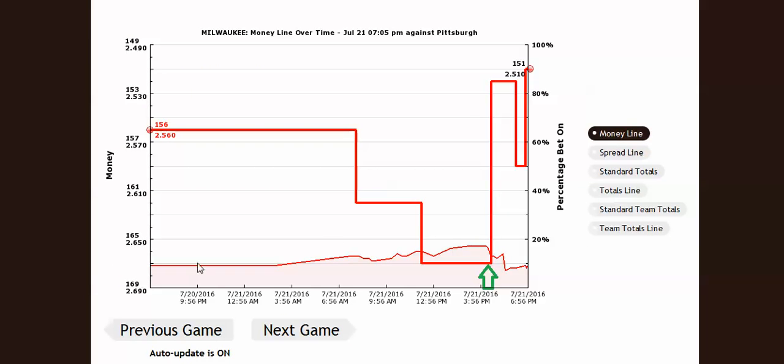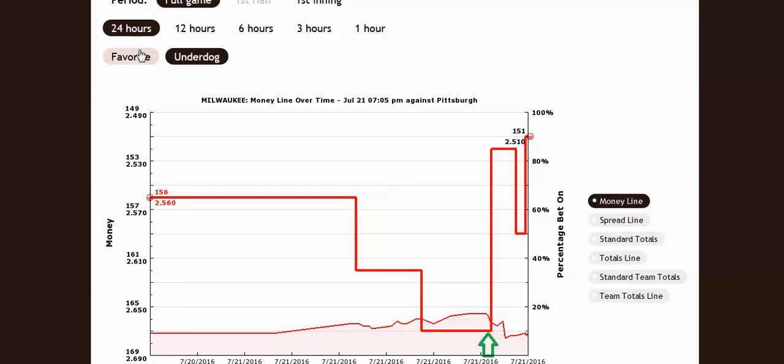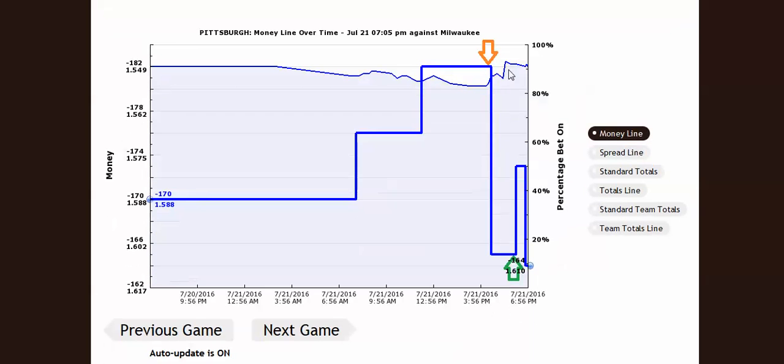You see, look, you see where the money is on the Milwaukee Brewers, 10%, and then bam, this is in favor. The green arrow moving up, so that means that was a huge line reversal in favor of the Brewers. If you look at the Pirates versus the Brewers, it's against them, because all the money's on Pittsburgh, and the line shot straight down like that. That means it's a line reversal against Pittsburgh in favor of the Milwaukee Brewers.